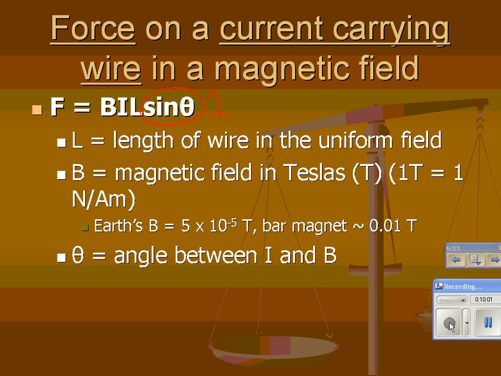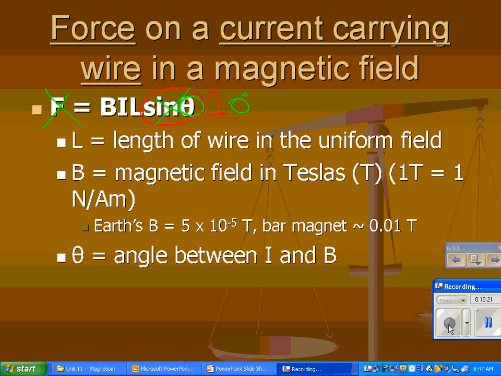All the way down to the point where the wire is parallel to the field, what would the angle be? We talked about that earlier. 0 or 180, and therefore this becomes 0, and therefore this becomes 0. A current carrying wire feels no force when it is parallel to a magnetic field. Parallel is what I meant to say.